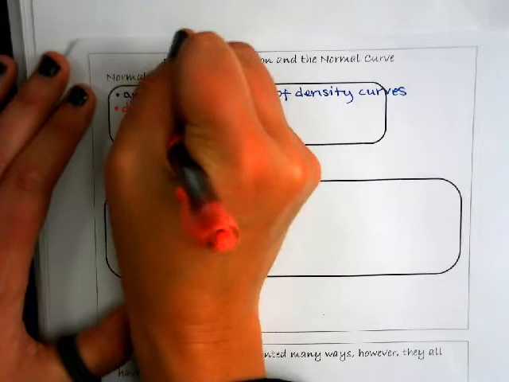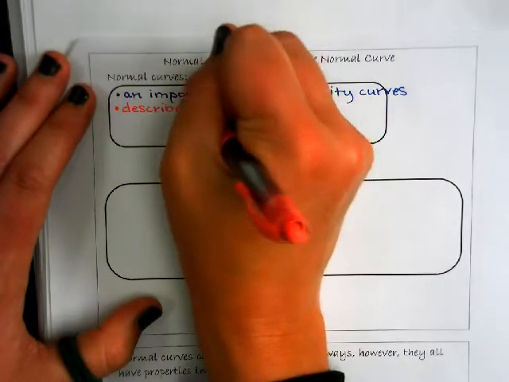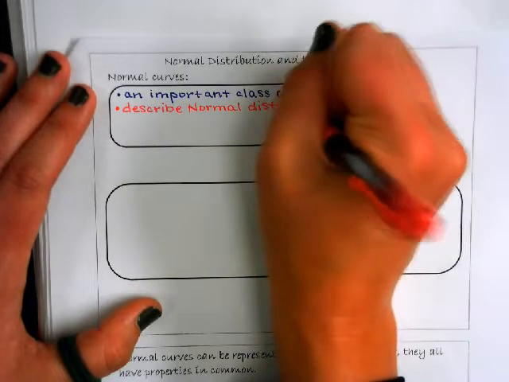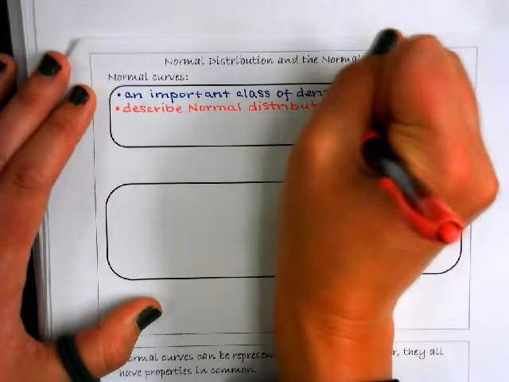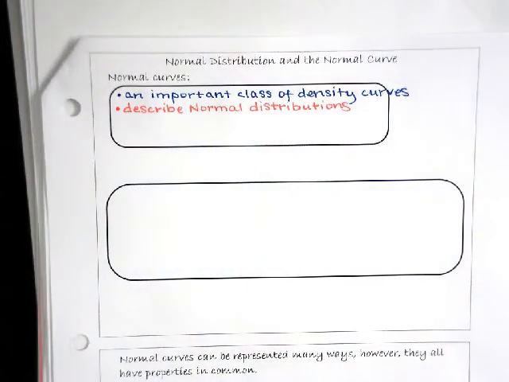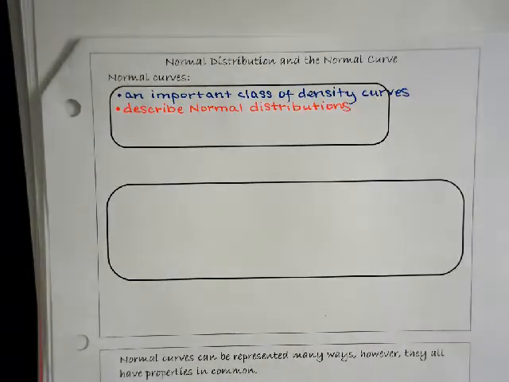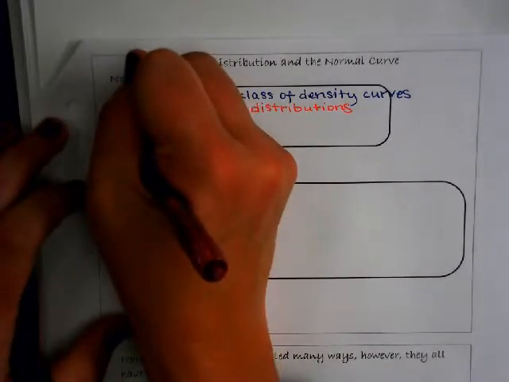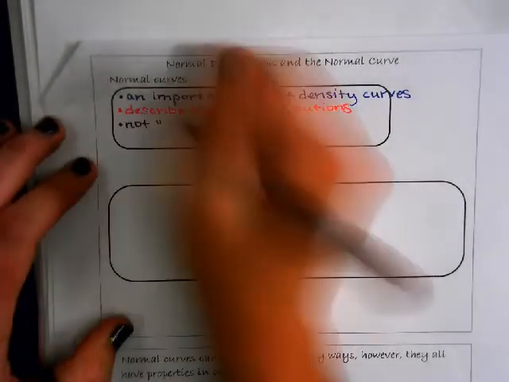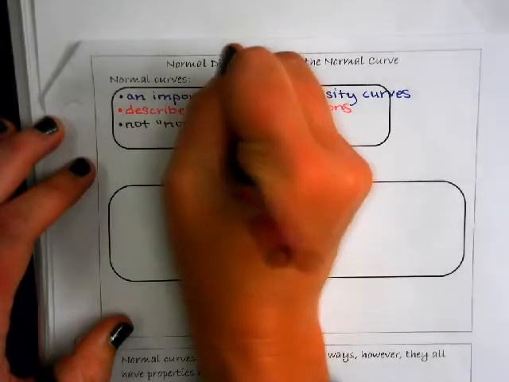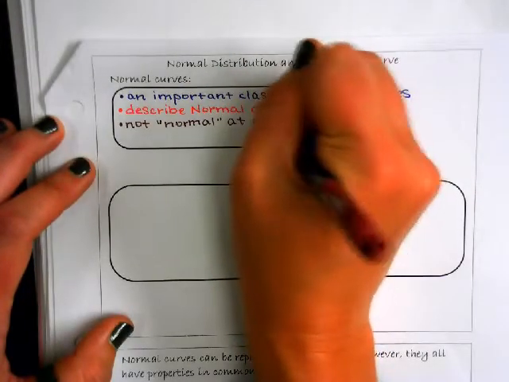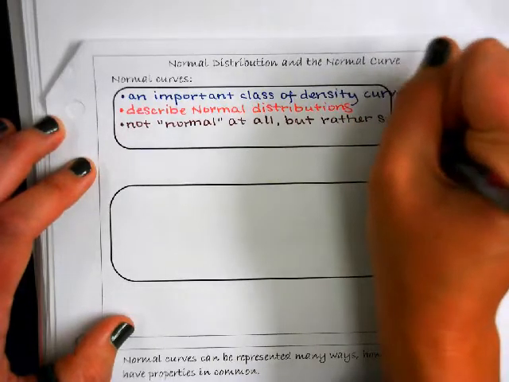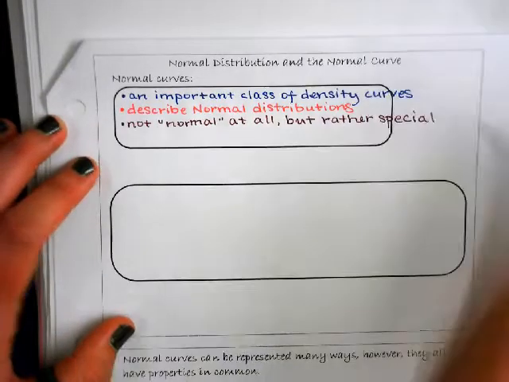And notice that I capitalized Normal. We do capitalize the word Normal because, you know, math. Why not break the rules of English too? Here's my favorite one. Normal curves are not normal. They're actually special. The one nice thing, because it is a density curve, the area is going to be 1.